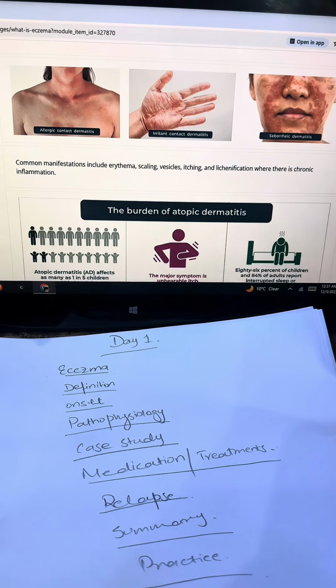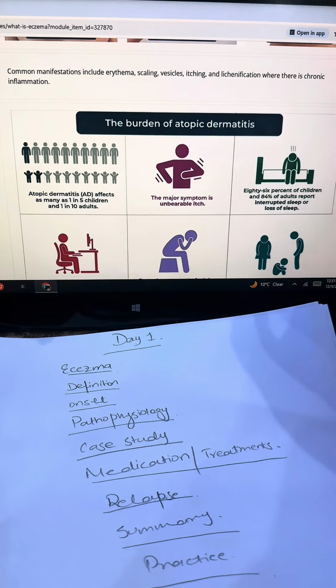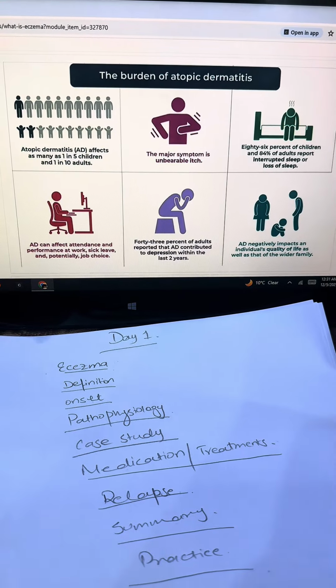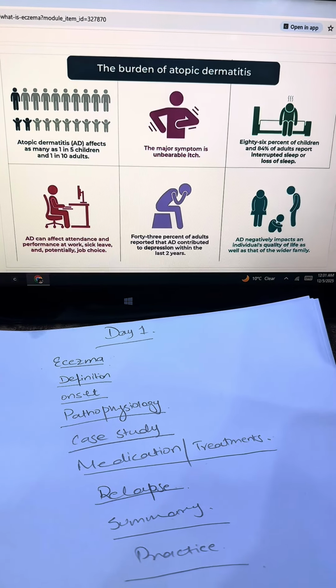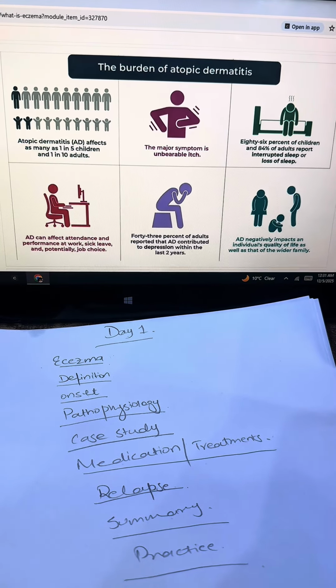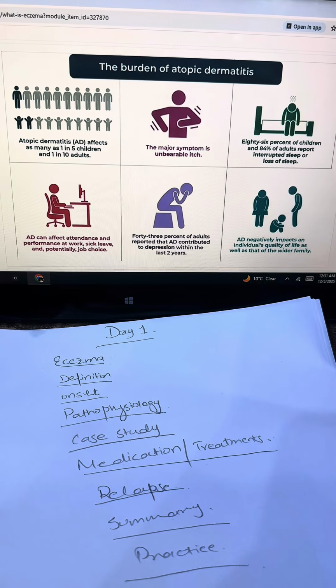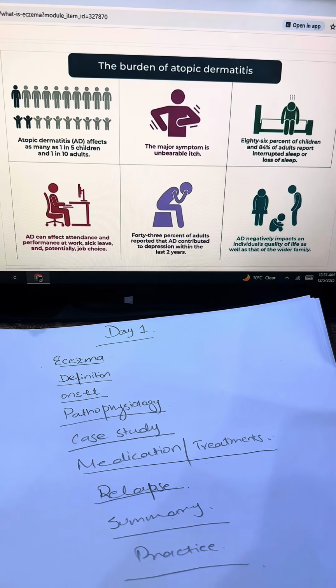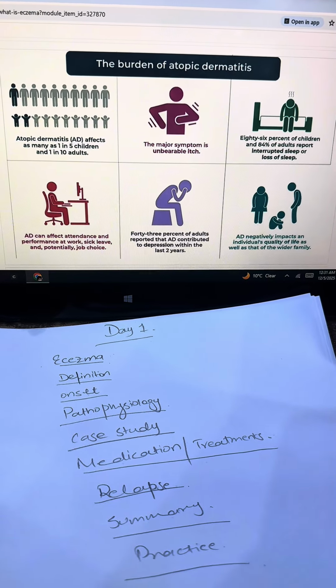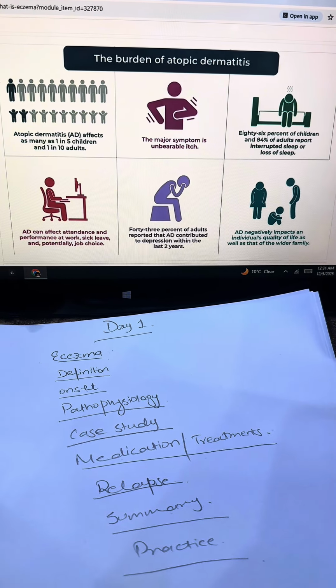The burden of atopic dermatitis includes 3 to 4 factors. Atopic dermatitis affects as many as 1 in 5 children. The major symptom is unbearable itch. The patient usually comes to the OPD, and the major complaint is itch.